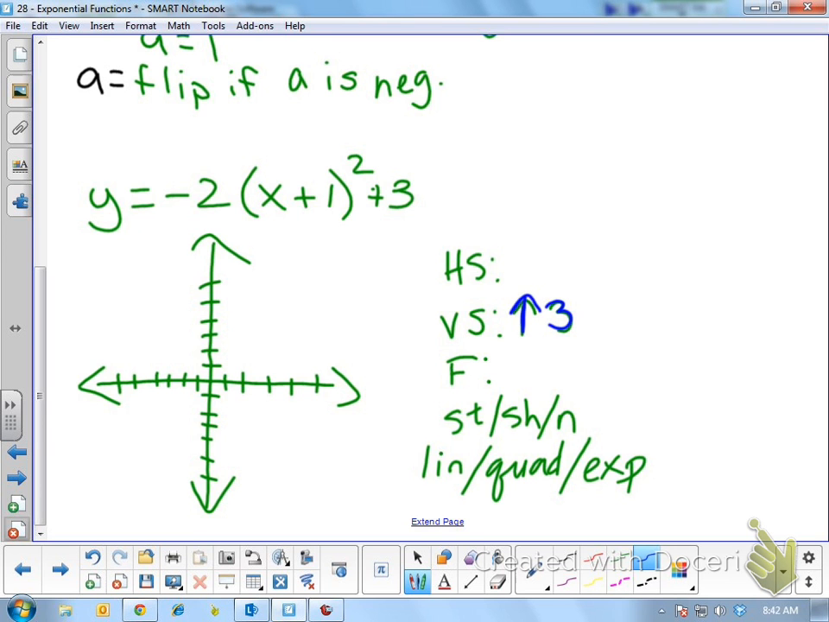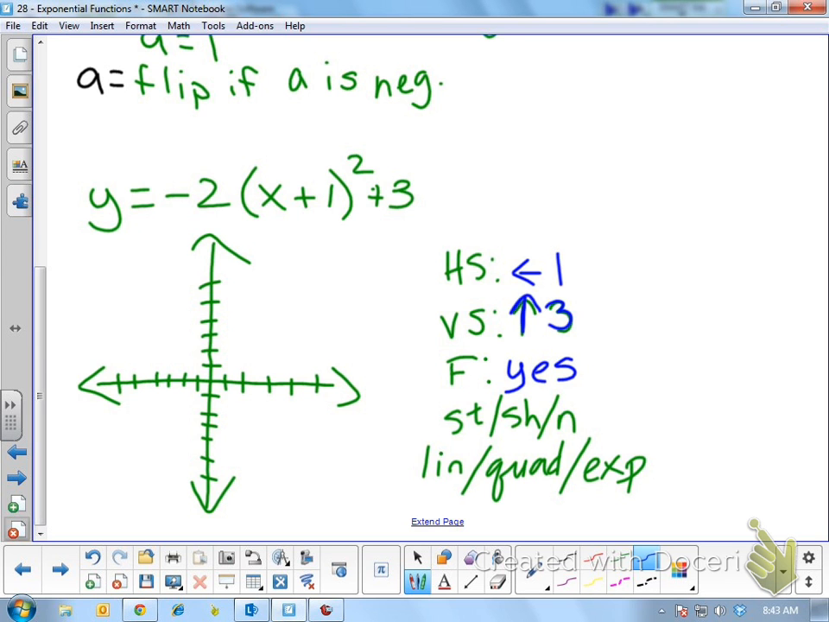Okay, then what number did we just work with to discover our horizontal shifts? The 1. And if it's positive, what direction do we go? Left. Left is that way for you guys. I'm always backwards up at the board. Left 1. Flip. Flip is the same idea. Is there a negative in front of everything? Yes. So yes, we have a flip.